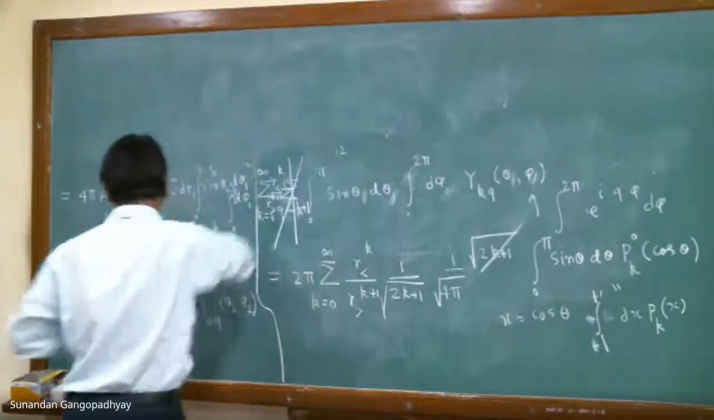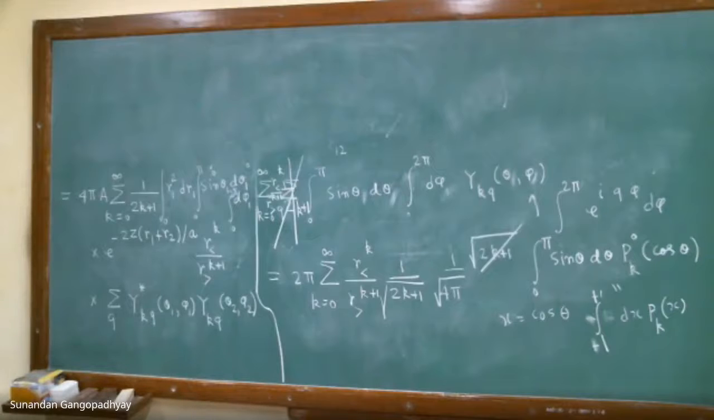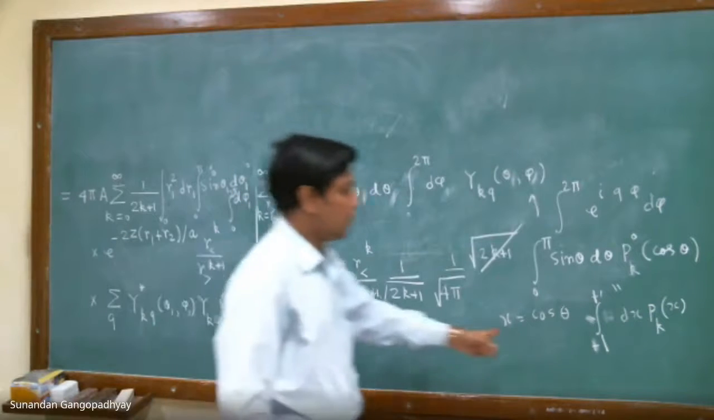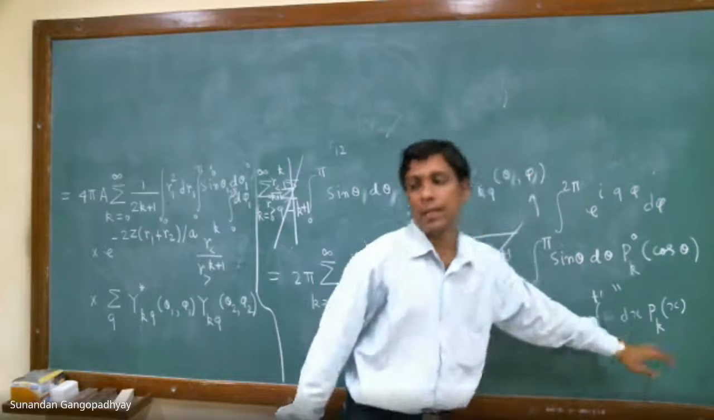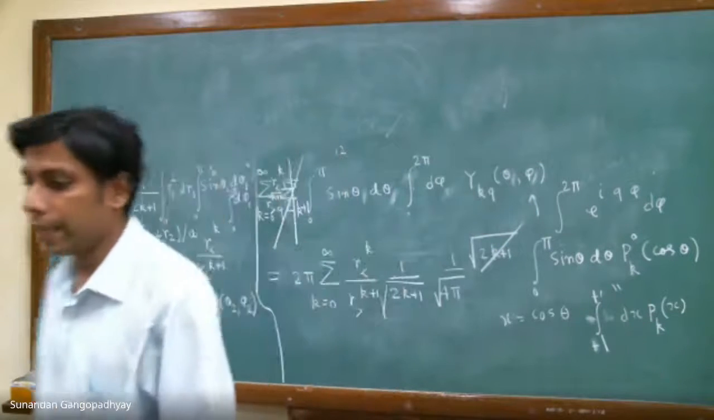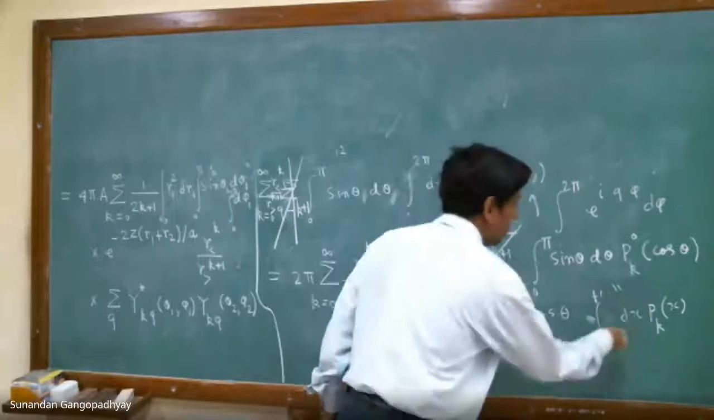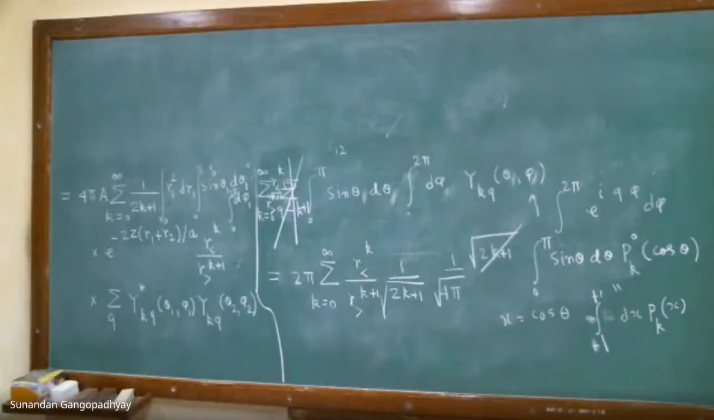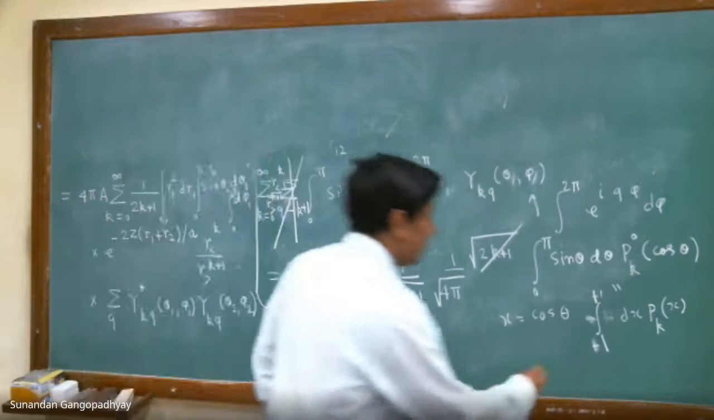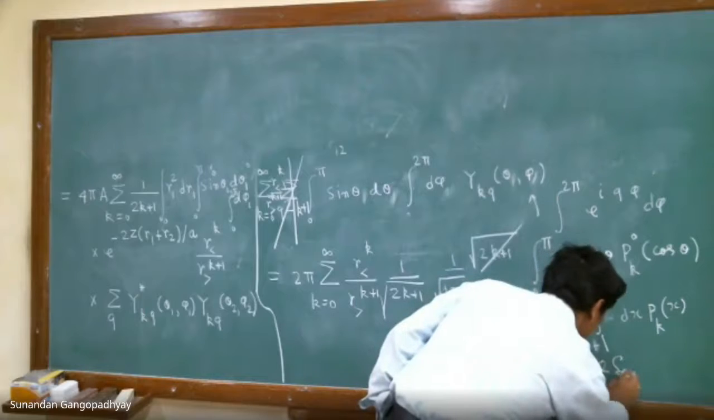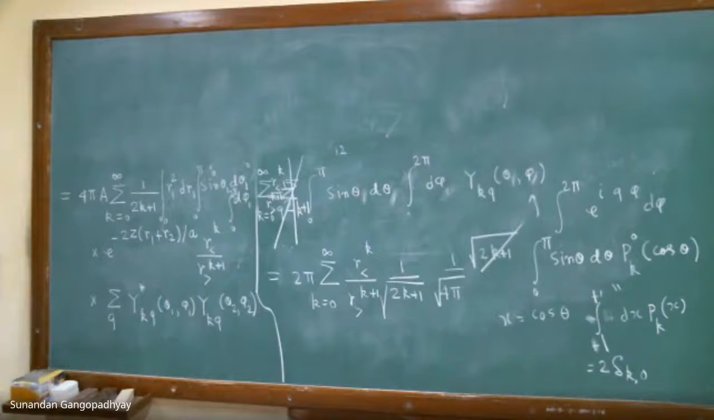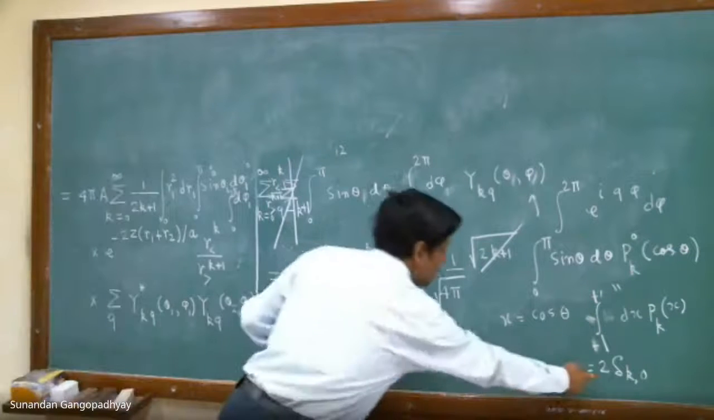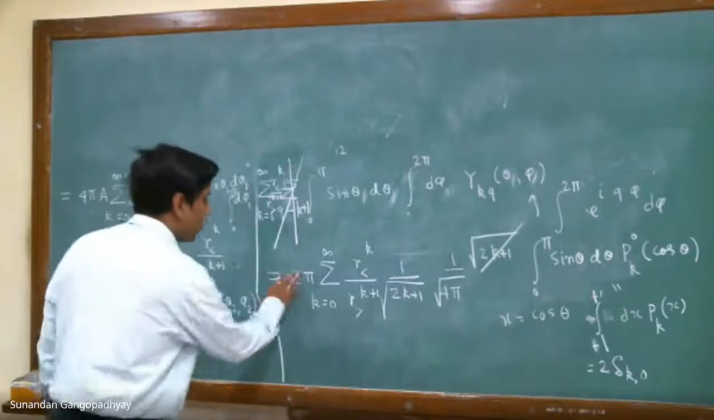Let me remove this portion. So you can now see that this integral will contribute only when k is equal to 0. For any other k, this integral vanishes. This integral is 0. So only when k is equal to 0, this will basically give us a 2 delta k comma 0. The value of that integral is this. Therefore, this 2 and this 2 will give us a 4 pi.